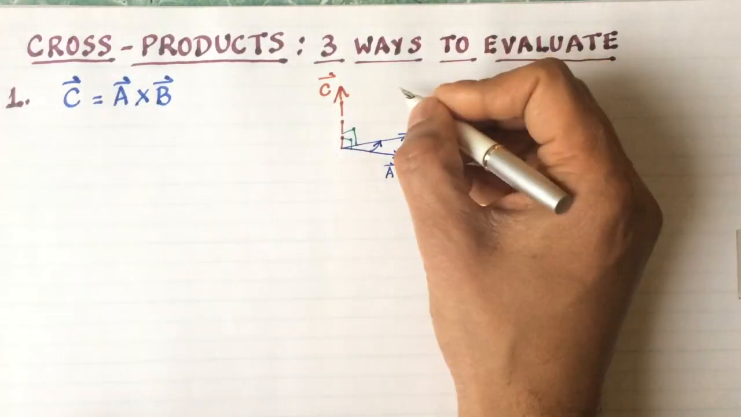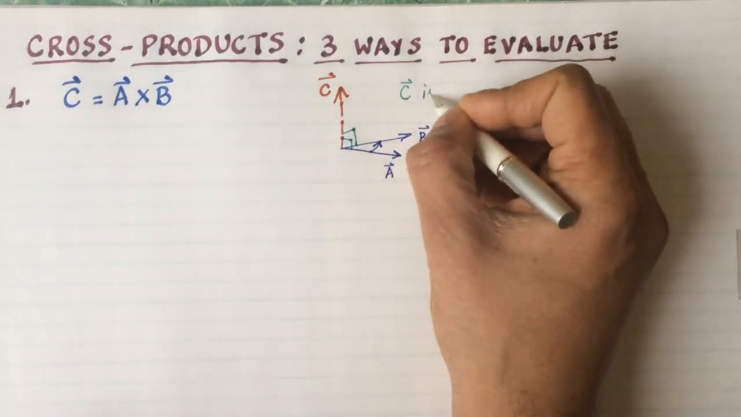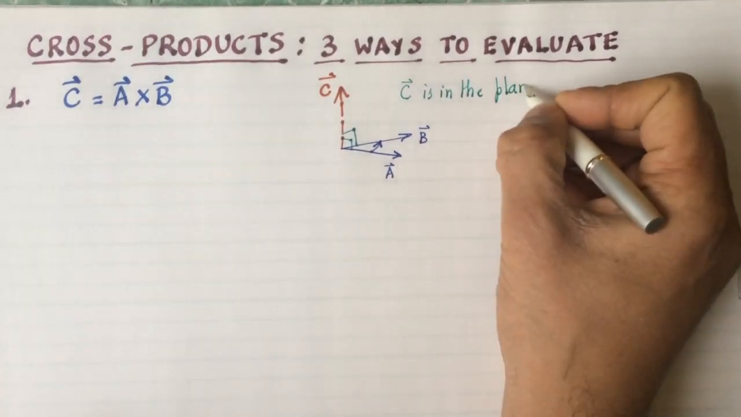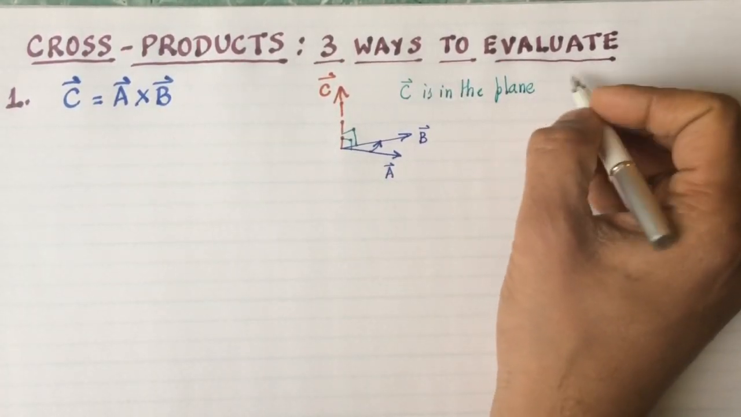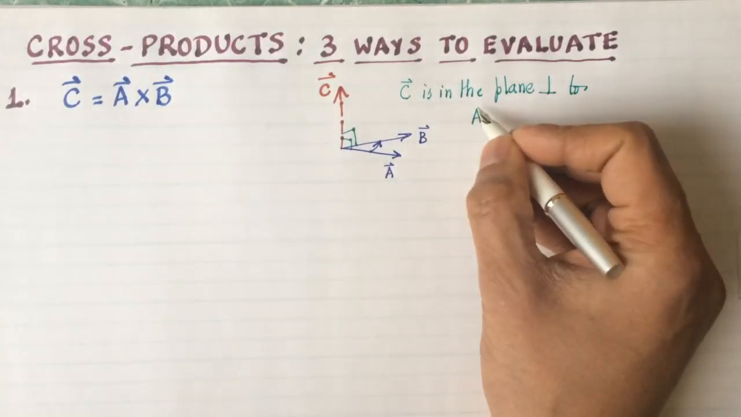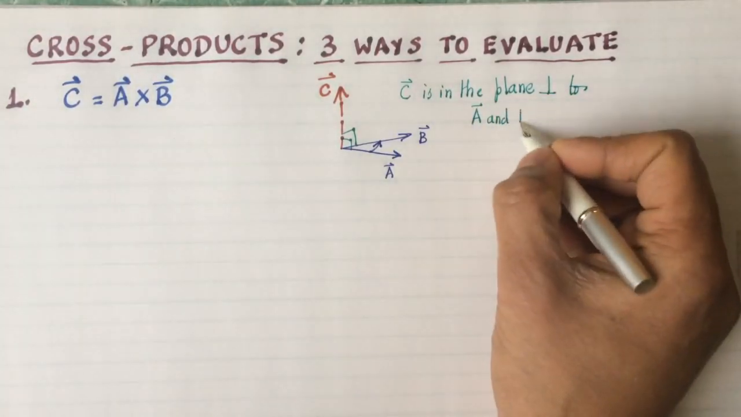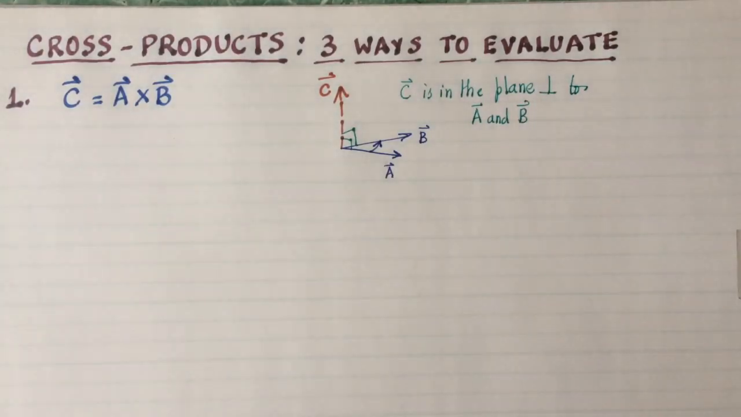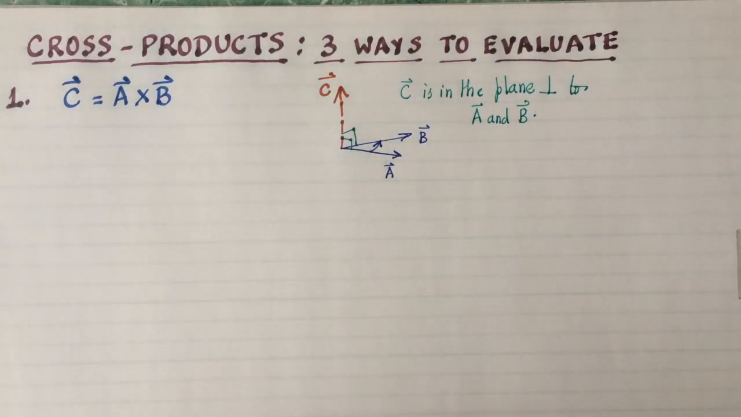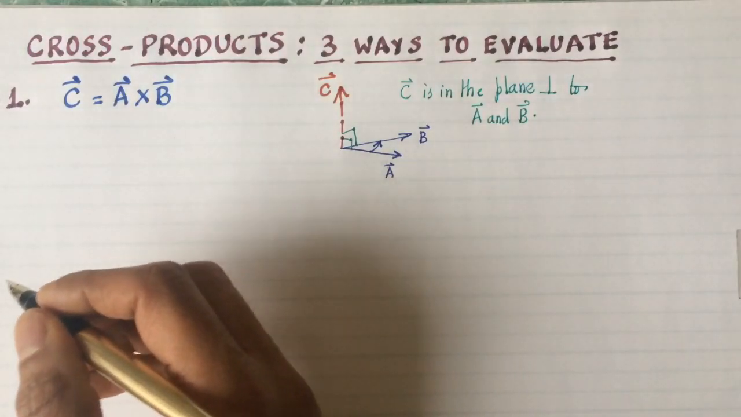Another way to think about it is the following. C is in the plane that is perpendicular to A and B. So A and B together form a plane, and C is perpendicular to that plane. So that's a geometric intuitive way of looking at the cross product. Now let's actually try to evaluate a cross product using this philosophy.